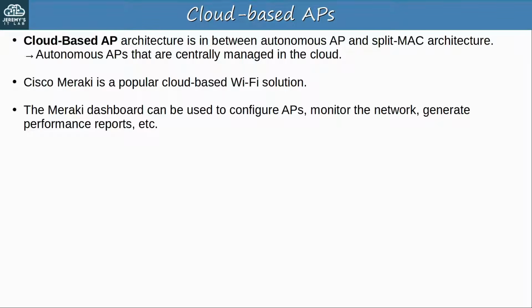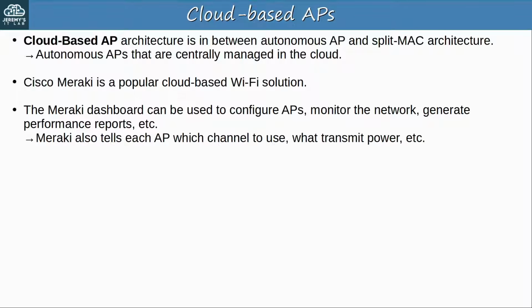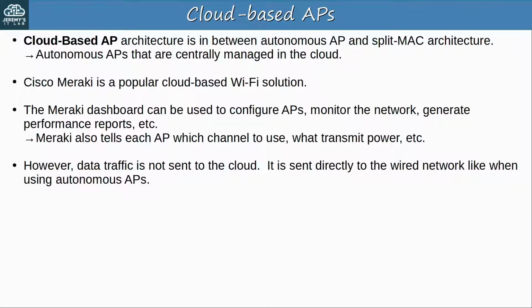The Meraki dashboard, which is a website you log into, can be used to configure APs, monitor the network, generate performance reports, etc. Just like I mentioned for WLCs, Meraki also tells each AP which channel to use, what transmit power to use, etc. However, regular data traffic is not sent to the cloud. It is sent directly to the wired network, like when using autonomous APs. So, only what we call management traffic or control traffic is sent to the cloud.